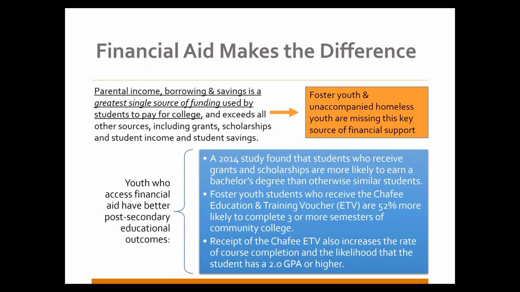So we know that financial aid is critical for foster youth and unaccompanied homeless youth. We also know that when students receive financial aid, they do better in school. As you can see on the screen, students who receive grants and scholarships are more likely to receive a bachelor's degree. And then we do have some foster youth specific data. Students who receive the Chafee grant, which is a grant specifically for foster youth that you'll learn about later, are 52% more likely to complete 3 or more semesters of community college, and their course completion rate and GPA also improve.